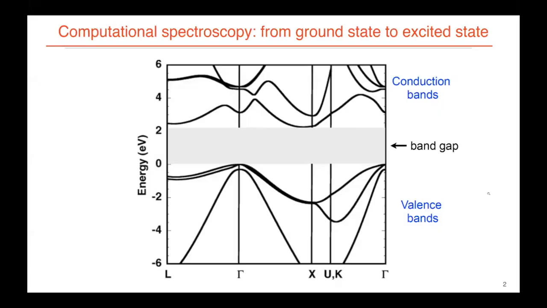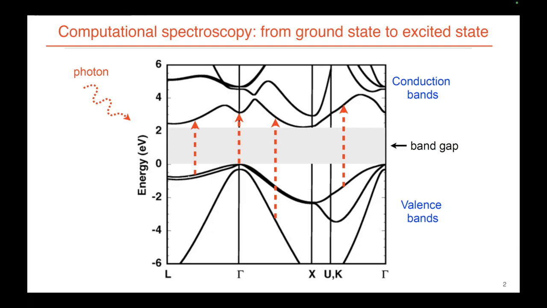So let's talk about computational spectroscopy, from ground state to excited state. Paolo reminded you in his lecture about DFT, which is the theory for the ground state, which can give you the band structure like this one, let's say for silicon. But when we talk about excited states, we are irradiating the material, for example by photons, and we excite electrons from valence bands to conduction bands. These excitations are marked by these red dashed arrows.